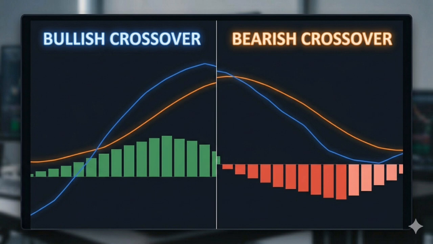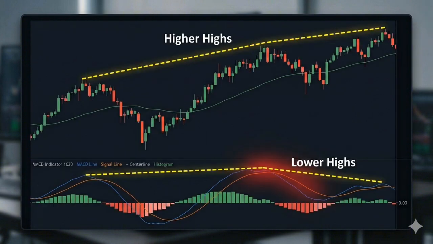Now, let's talk about divergence, which is perhaps the MACD's most pro feature. Divergence happens when the price of an asset moves in the opposite direction of the MACD. Bearish divergence occurs when the price makes a higher high, but the MACD makes a lower high. This warns you that the uptrend is losing steam and a reversal might be coming.